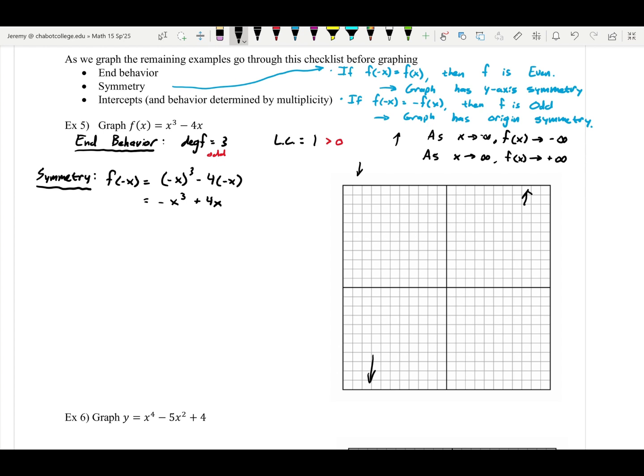So this, what we have right here, is it the same as f of x? Well, no, it's not, because it changed the sign of the x cubed. It also changed the sign of the 4x. So it's not even. I can tell now that it is not an even function.